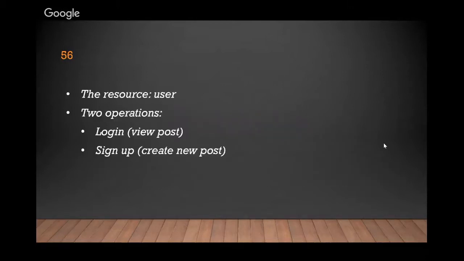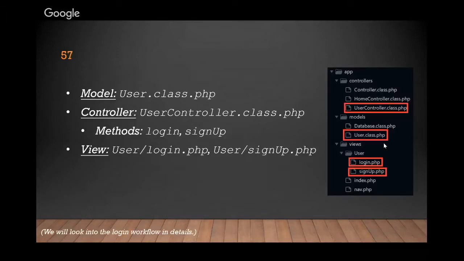So the resource now is user. We have two operations: login and sign up. Login is the view post. Sign up is the create new post. So your model will be user.class.php. Control will be user.controller.class.php. Methods will be login and sign up. Then the view will be the user folder's login.php and the user folder's sign-up.php.